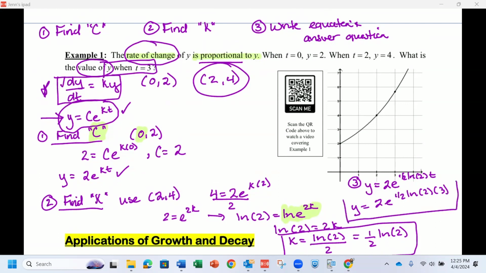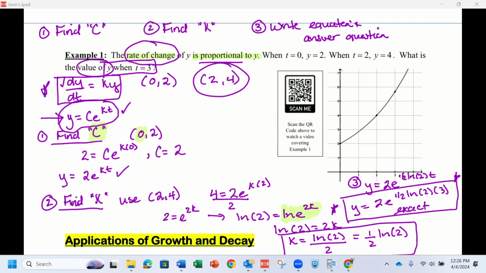Now with these problems, folks, these could be calculator or these could be no calculator questions. If this is a no calculator question, this is your final answer. There's nothing more you can do with it. This is your exact form. If they want the exact answer, there's nothing more you can do than plug in the 3 for t and leave your answer alone like that, because these can be calculator or no calculator questions.